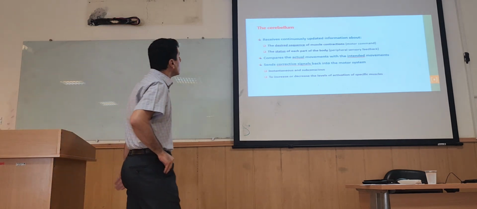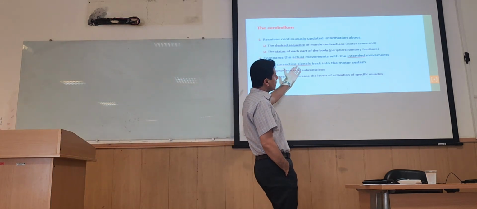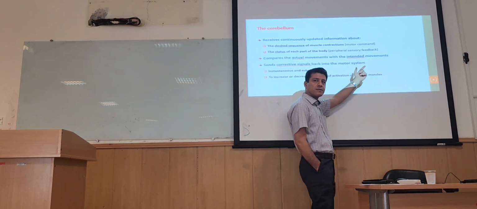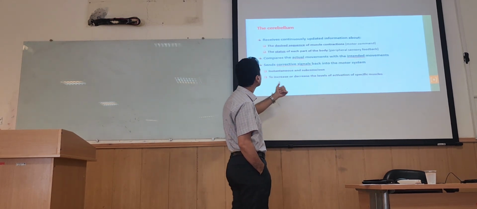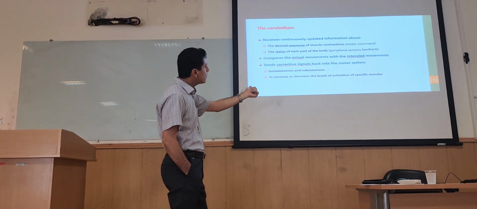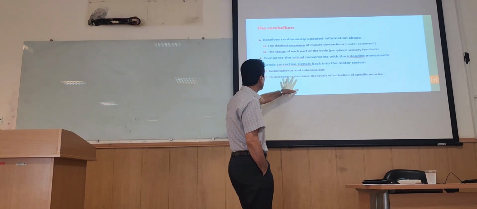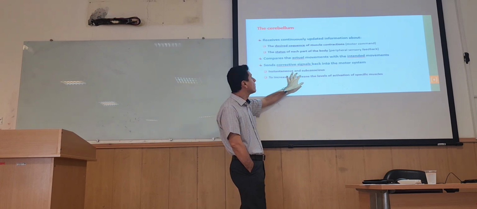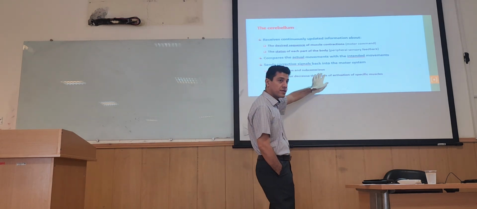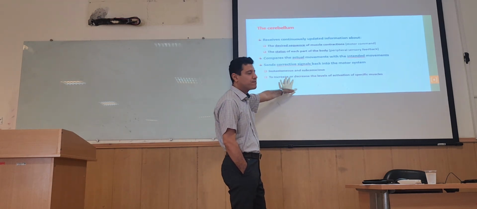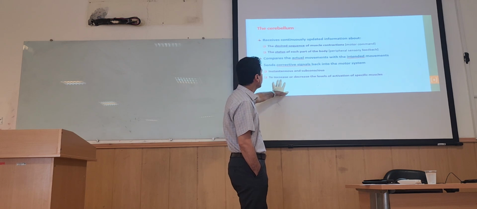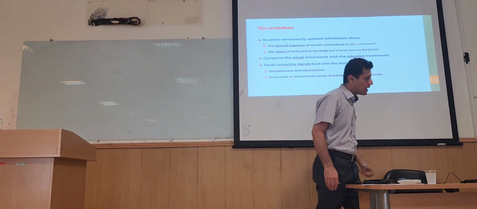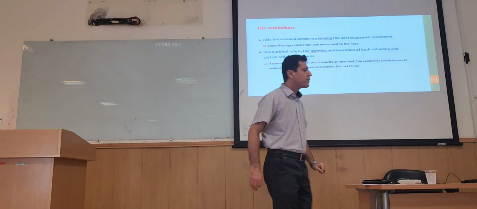Okay? So we compare the actual movement, sensory feedback, with the intended movement, motor command, and the cerebellum sends corrective signals back to the motor system. These signals are very fast, so they are instantaneous and subconscious, so you're not aware of this, right? So this way they can increase or decrease the level of activation of specific muscles.